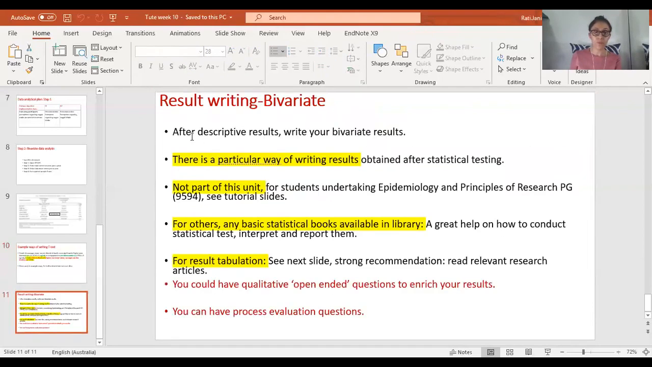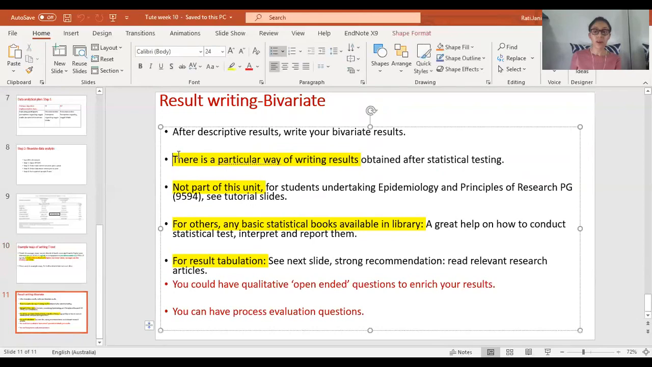Okay. So, yes, this is just again, guys, what I'm telling you: how do you write your descriptive results? How do you write your bivariate results? This is the only information and guidelines I can give you as part of this unit.